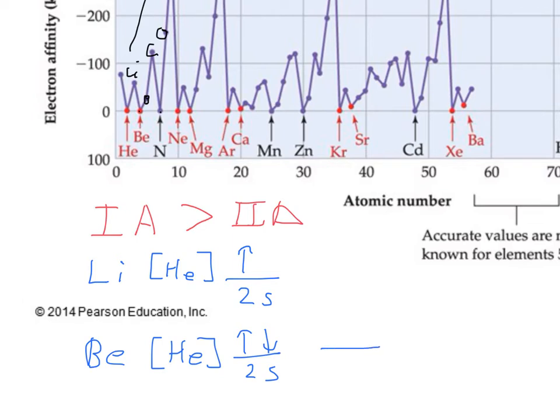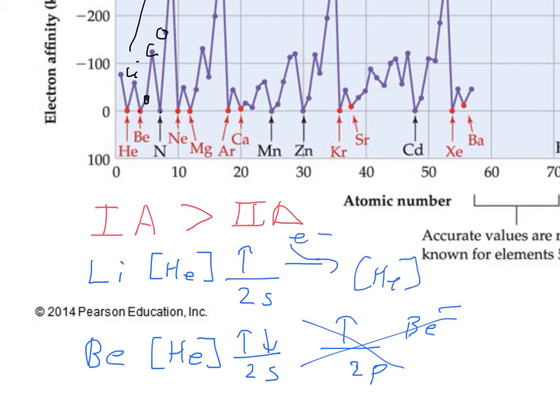Ugh. Right? They'd have to put one in the p, so they'd have to start a new subset if it formed beryllium negative. So it doesn't really want that extra electron. It would have to start the whole collecting process all over again. So beryllium's not really interested in gaining that extra electron. However, lithium, if it gains an extra electron, then it completes its subset.